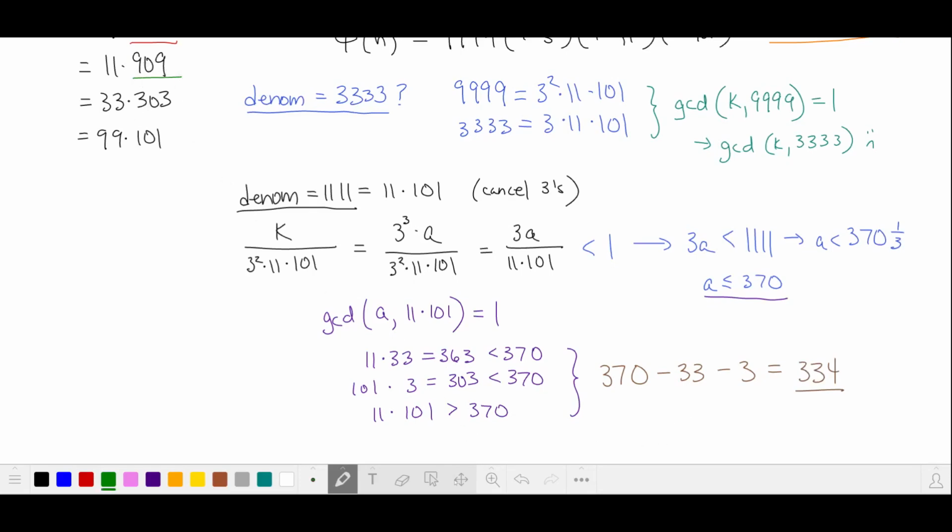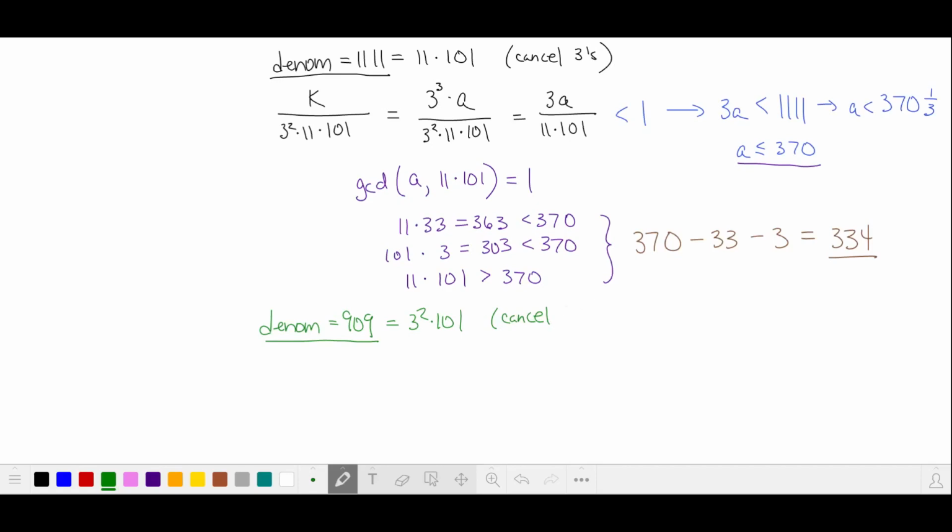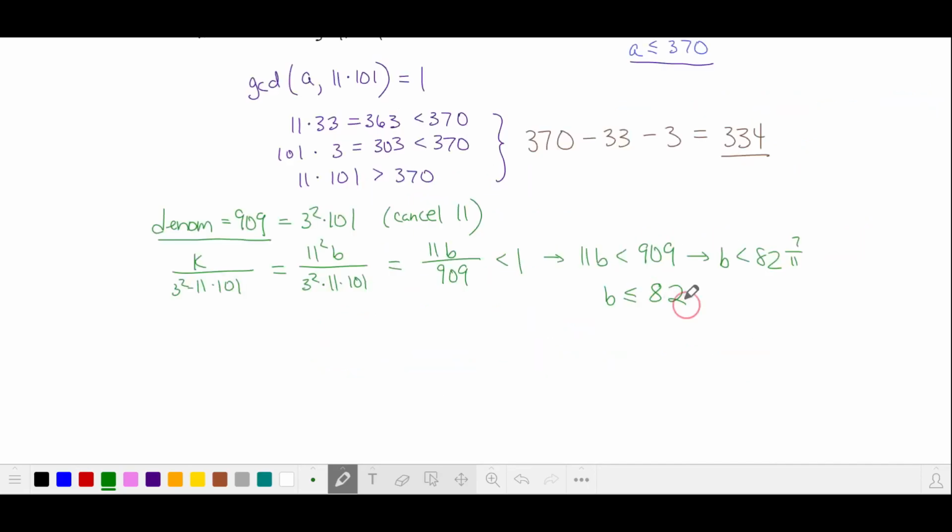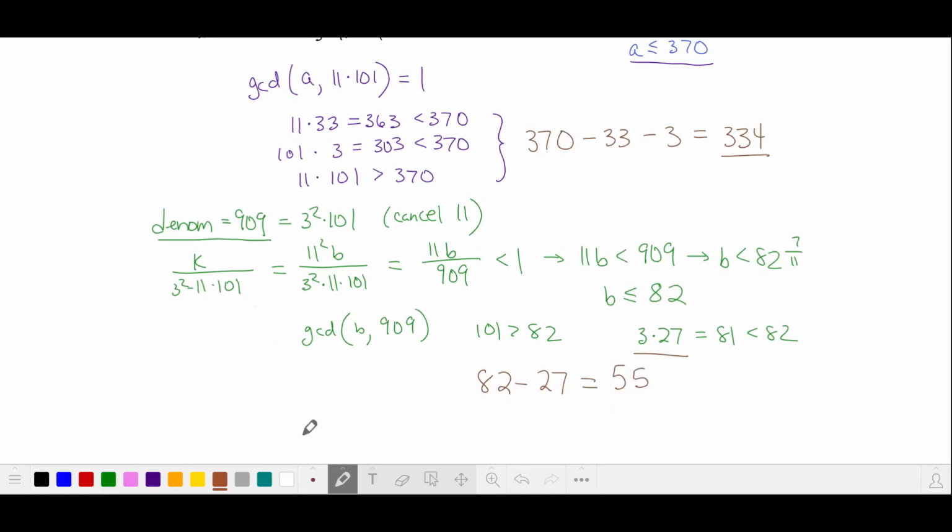Our next denominator is 909. We'll get this when we cancel the 11. We need an extra 11 in our numerator because we've already counted the ones that are relatively prime to 9999. And we don't want to cancel any of the 3s or the 101s. Our fraction has to be less than 1, and solving the inequality for B gives integer values of B less than or equal to 82. We don't want B to cancel out the 909, so we subtract the number of multiples of 3 and the number of multiples of 101 that are less than or equal to 82. We don't need to worry about 101, but we have 27 multiples of 3. So we'll subtract that from 82, leaving us with 55 more numerators that give us a denominator of 909.